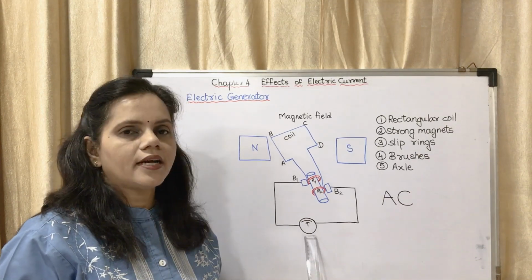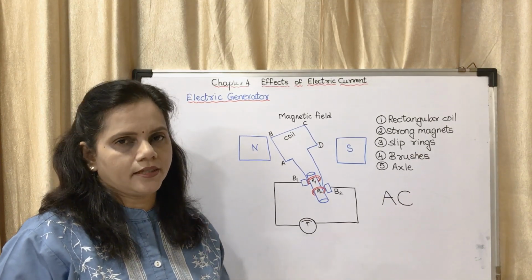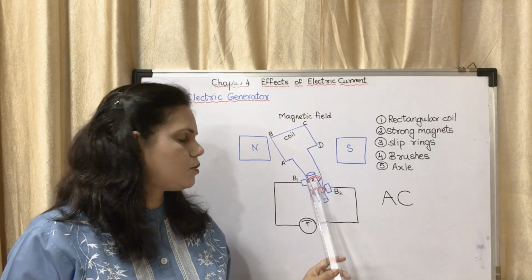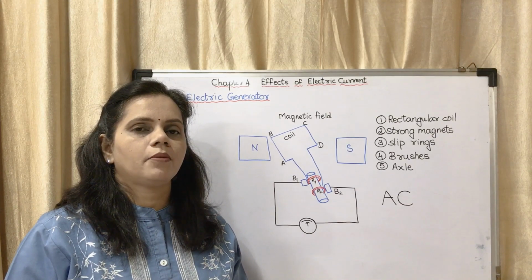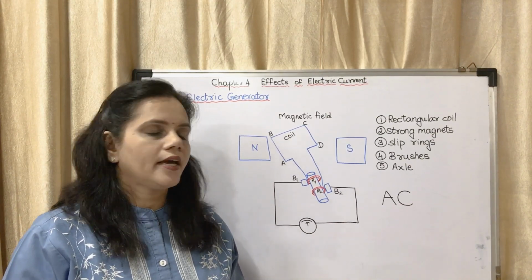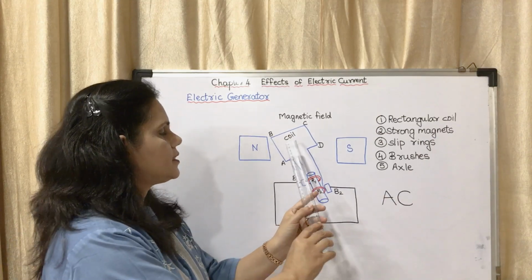It is connected to a galvanometer. This is a galvanometer. There is no electric supply. And how will it move? It is moved with the help of any device outside, with the help of a turbine also. So when it moves, this is a coil.